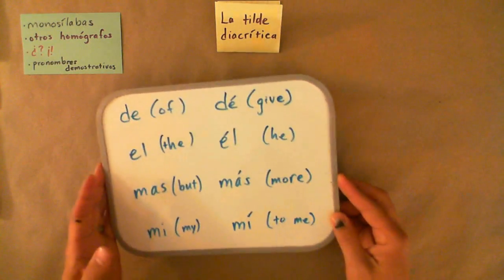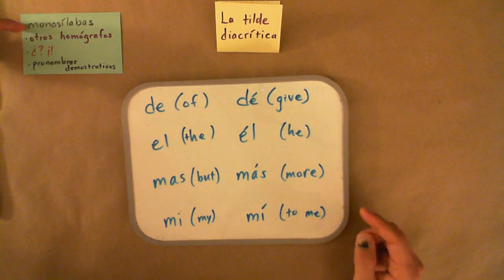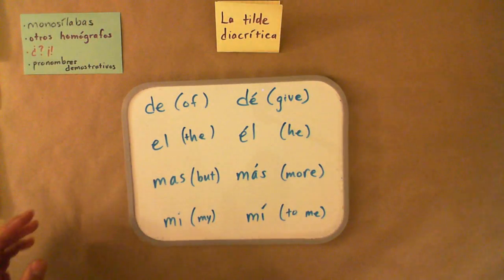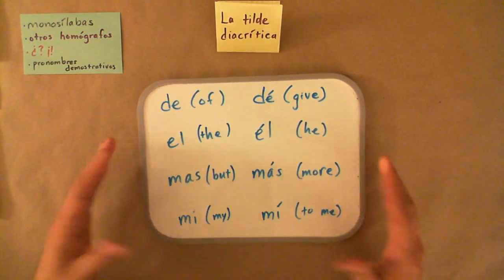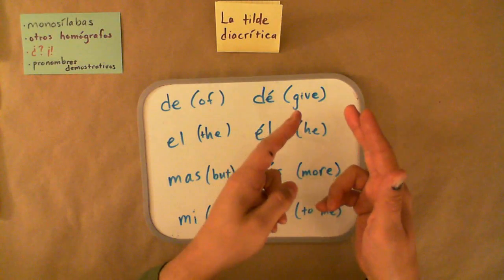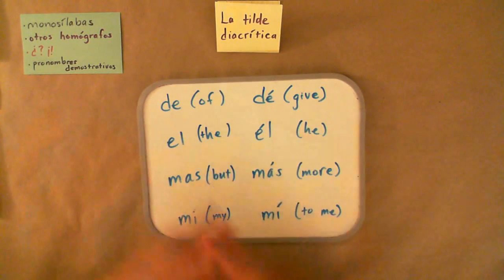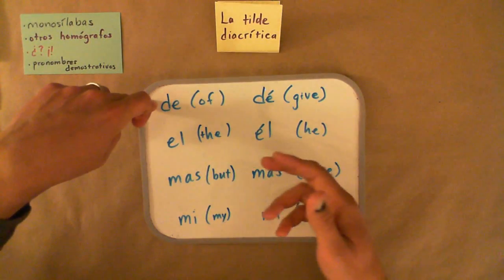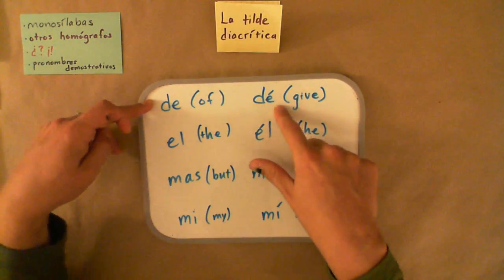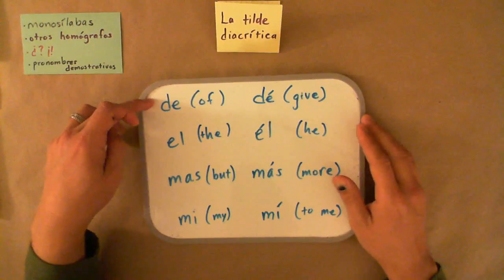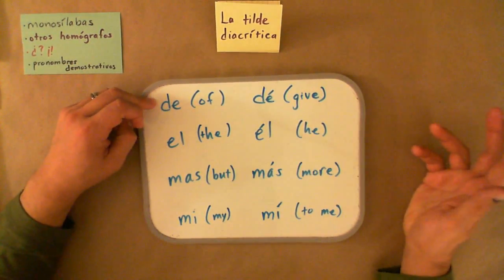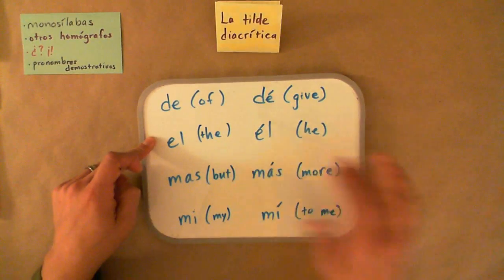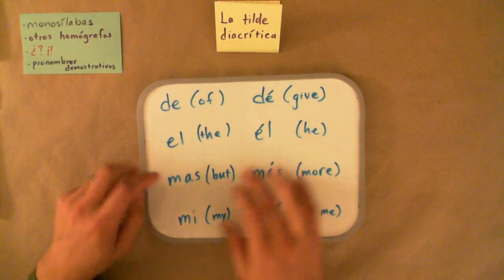There are really only 8 different palabras monosyllabic words that we need to worry about. Here's the first 4. I've given the English translation because I think that's the easiest way to differentiate between these. We have the word de, meaning of, like casa de Pablo, and dé meaning give, as in I want you to give me something, or I want him to give me something. Quiero que él me dé algo. We have el, meaning the, and él, meaning he.